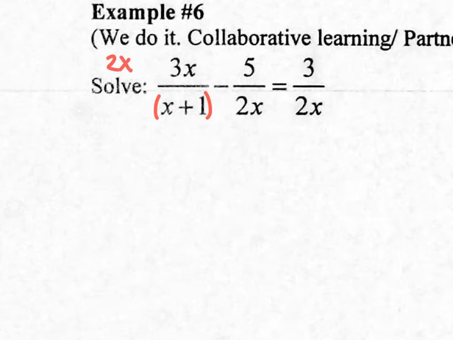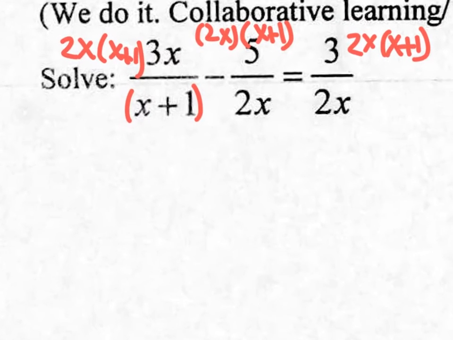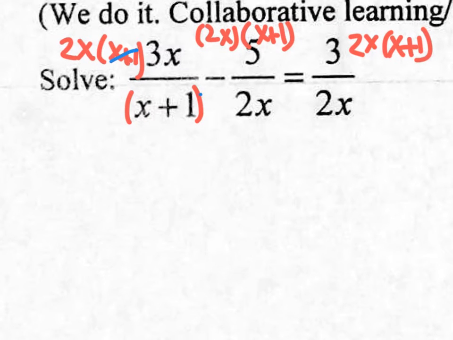So if I put 2x times x plus 1 on every single fraction, then this x plus 1 cancels with that x plus 1, and what's going to be left? You're going to have 2x right here times 3x, which is 6x. Then if we move on to the middle fraction right here, you have the 2x that cancels with the 2x.